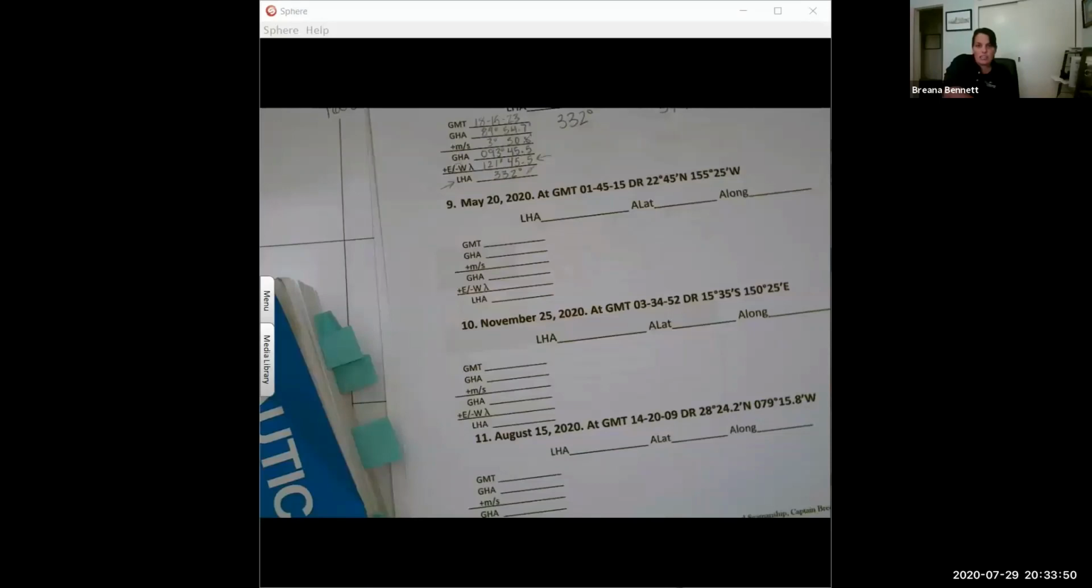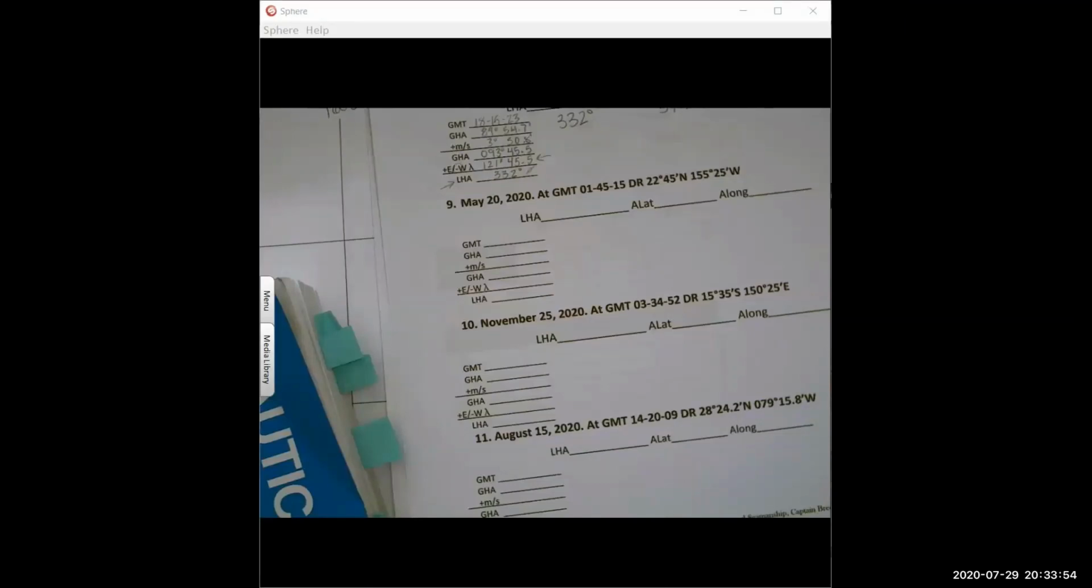I've got how you got the assumed latitude. The assumed longitude is what? Or is that just LHA? The assumed longitude was what we created. We created an assumed longitude to get our LHA. Got it. Okay. I just have to label it that way.